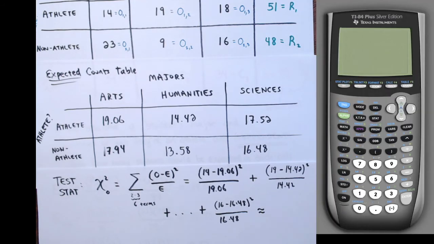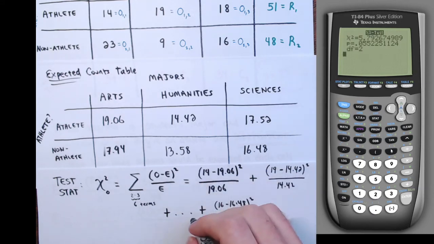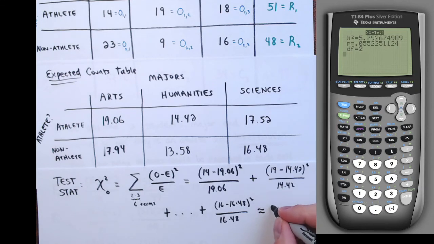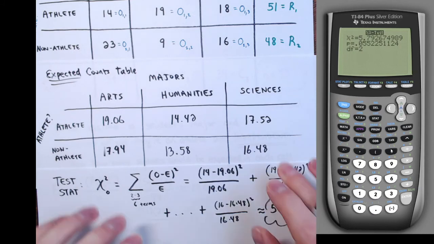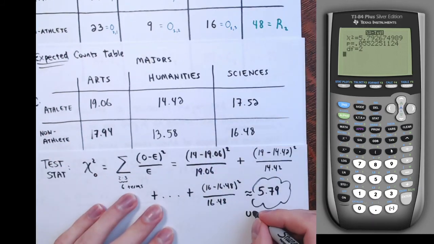Which, again, I would highly recommend, instead of doing all that, just enter that matrix and go and do the chi-squared test. All right, go to chi-squared test. I already have the observed and expected in, calculate, and this sum here with all this craziness would be approximately 5.79. All right. So I'll tell you right now, use your calculator.